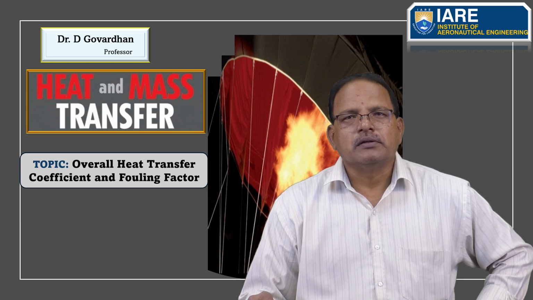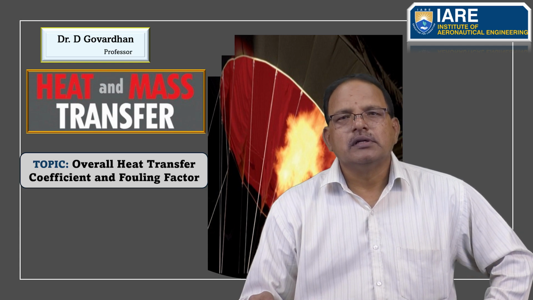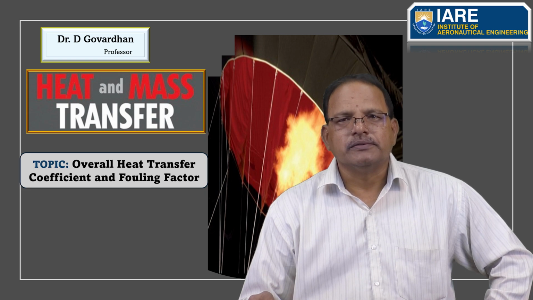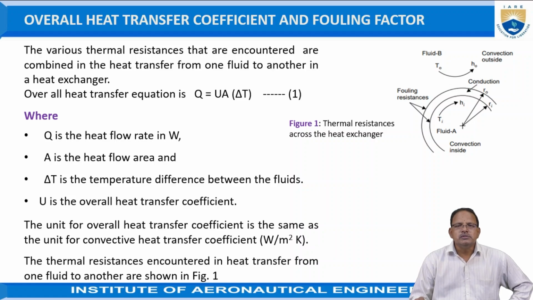Today we are discussing the topic overall heat transfer coefficient and fouling factor in the heat and mass transfer subject. The main application of a heat exchanger is to exchange heat from one liquid to another liquid when they are flowing parallel to each other, in counterflow, or in cross flow. That is, it extracts heat from the higher temperature liquid to the lower temperature liquid by using certain separating walls, maybe in the form of tubes or plates.